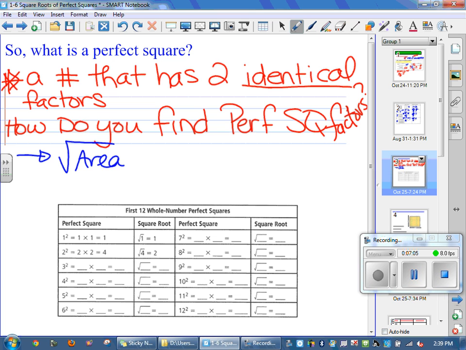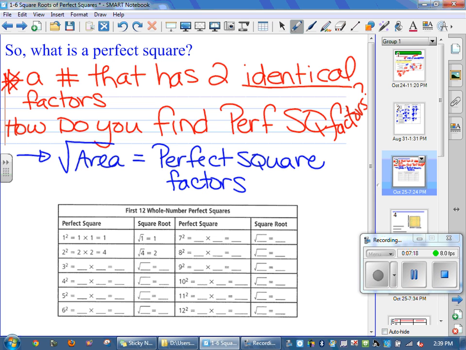That's going to give you the perfect square factors. And if we square root area, we also know that it gives us our side length. So our side length is the perfect square factor that's being used more than once to find our perfect square.